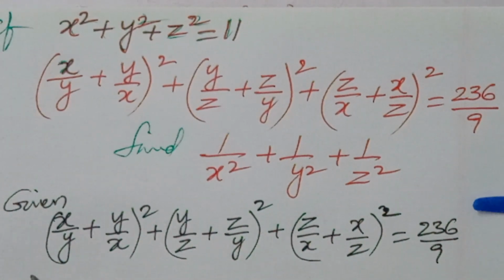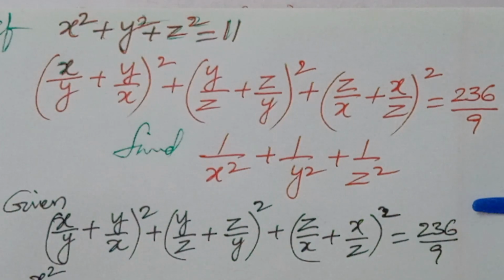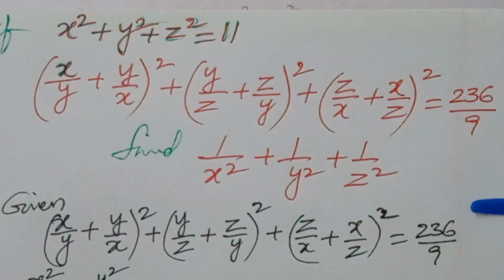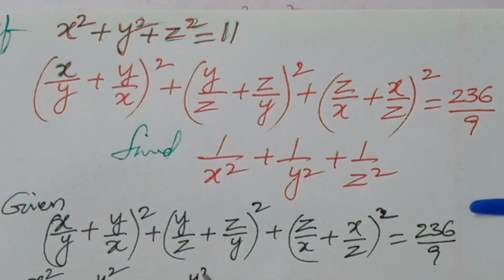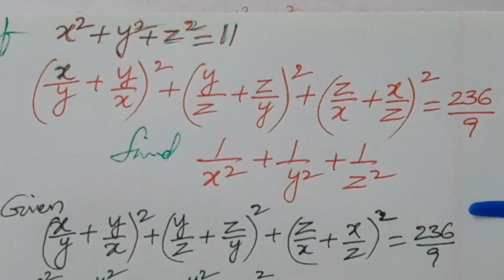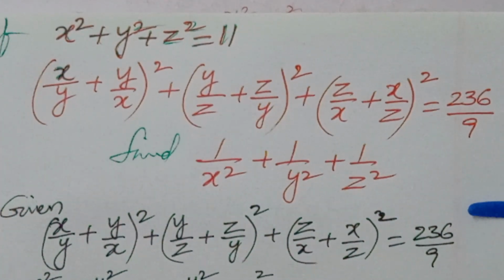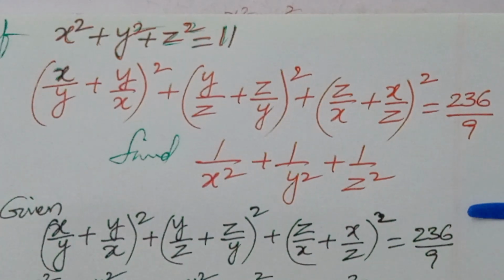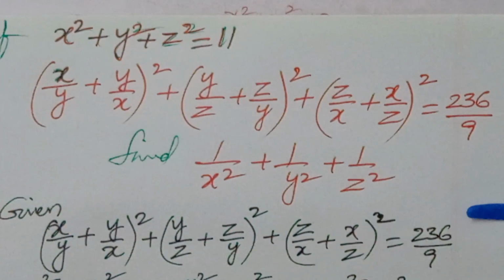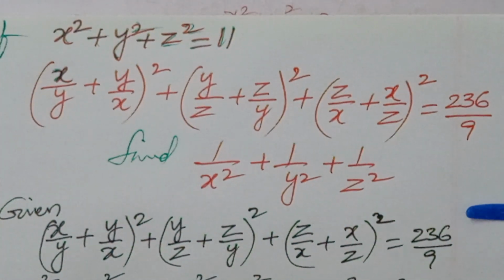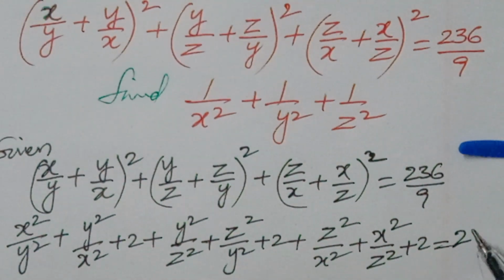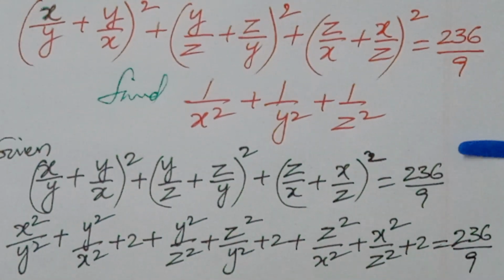Now if you write in expansion form, x square by y square plus y square by x square plus 2, plus y square over z square plus z square over y square plus 2, plus z square over x square plus x square over z square plus 2 is equal to 236 over 9.